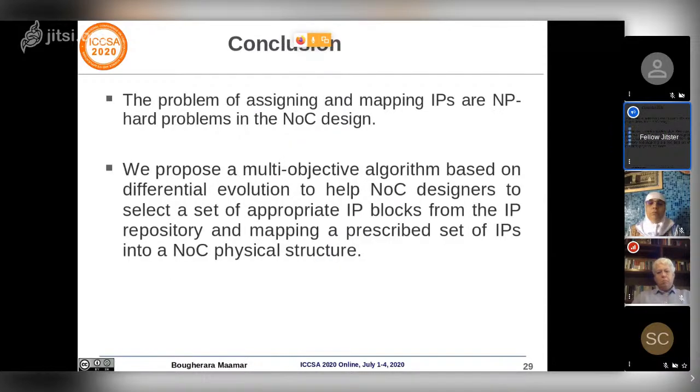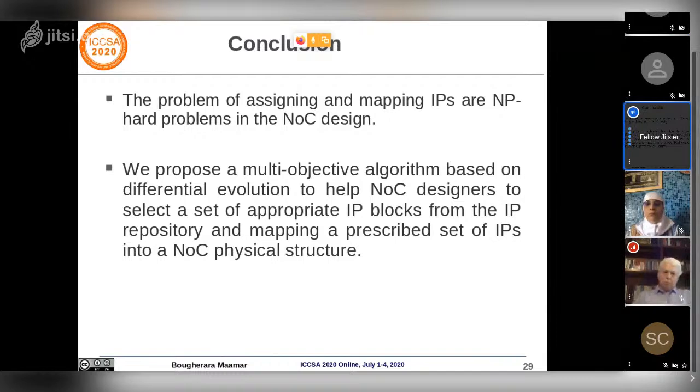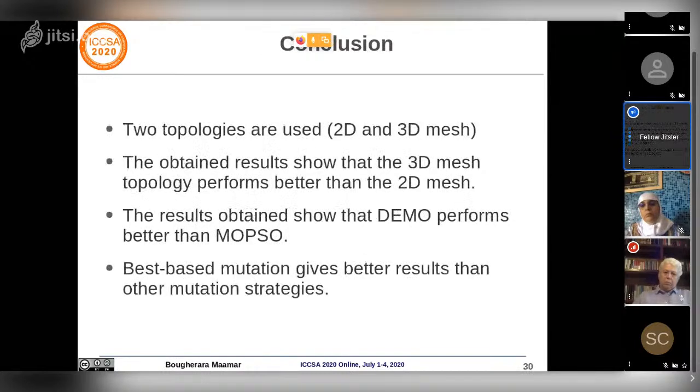In conclusion, for the problem of assigning and mapping, an NP-hard problem in network-on-chip design, we propose a multi-objective algorithm based on differential evolution to help the designer select the appropriate IP from the IP repository and map these IPs into the network-on-chip physical structure.